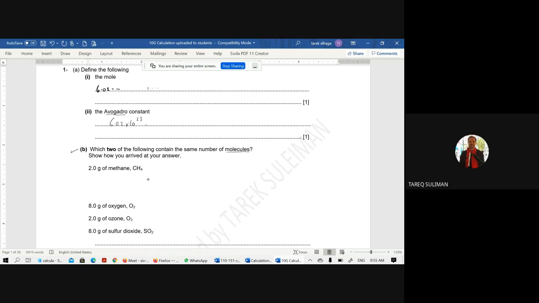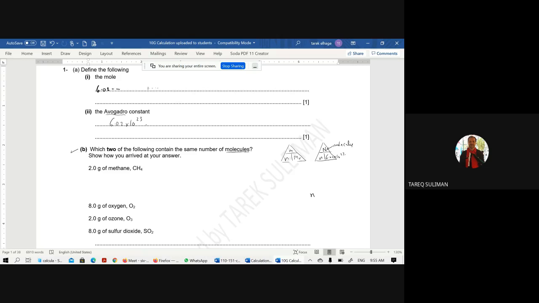We have number of moles equals mass over Mr, and we have this relation: number of moles equals number of molecules over Avogadro's number, 6.02 times 10 to the power 23. We cannot find number of molecules from mass. We can find number of molecules from moles.